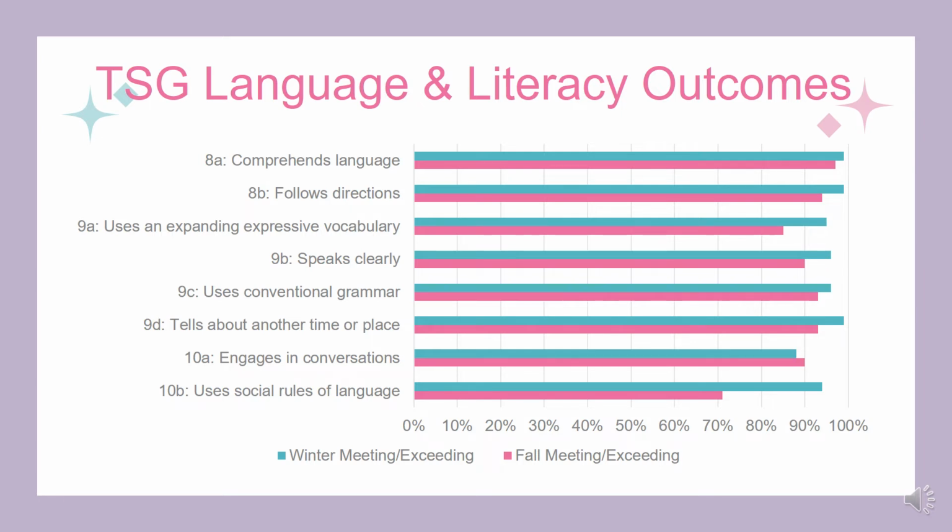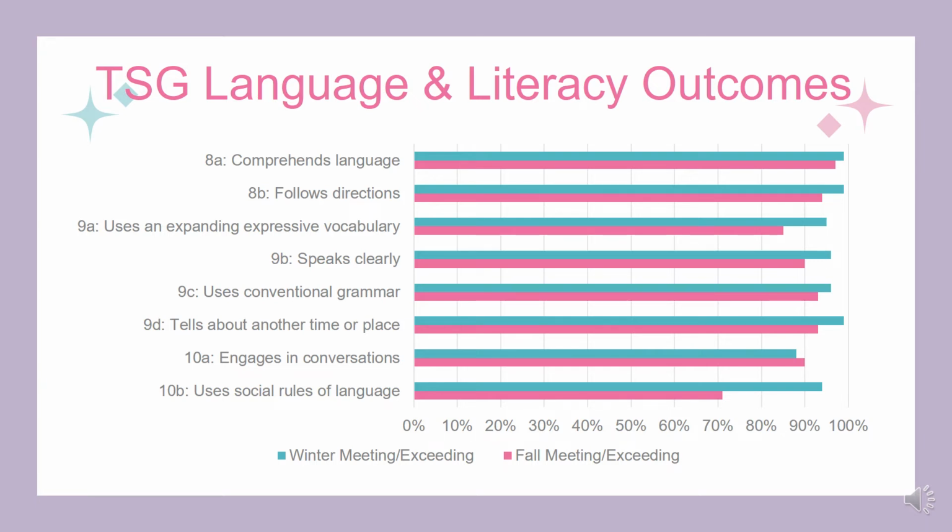Now let's get into our language and literacy objectives. You'll notice that the color coding is the same as the last slide. Fall is represented in pink, winter is represented in teal. And you can see here all the individual language objectives that we see in TSG when we look at comprehends language, follows directions, uses an expanding expressive vocabulary, speaks clearly. Your children have grown from fall to winter in all of those areas. Your children have grown in uses conventional grammar, tells about another time or place.